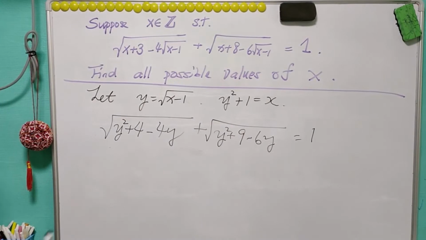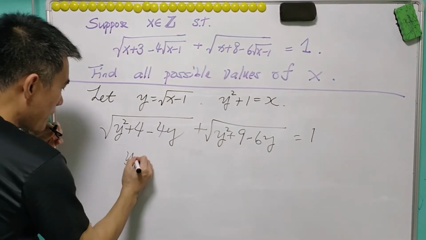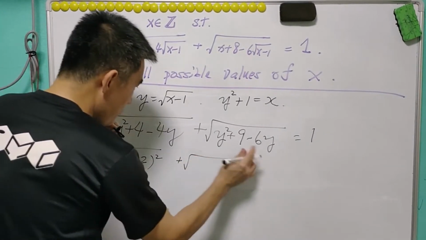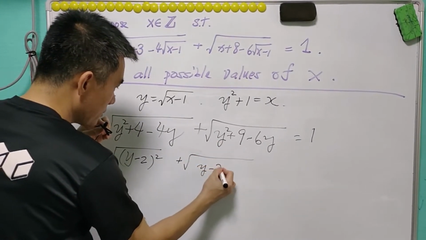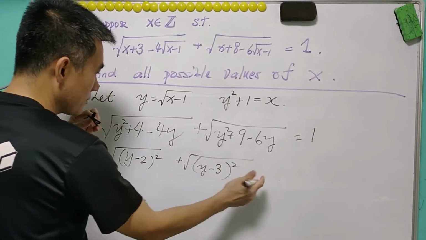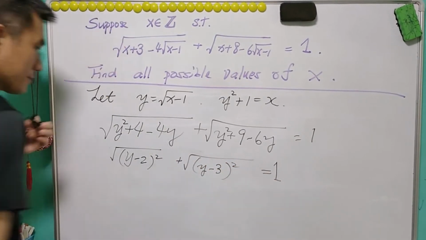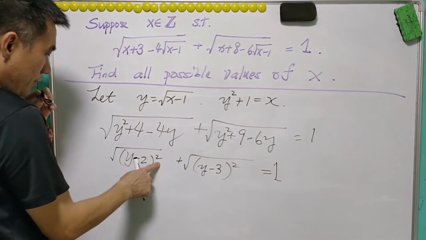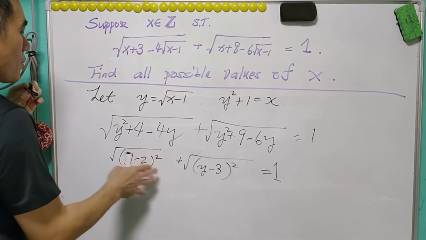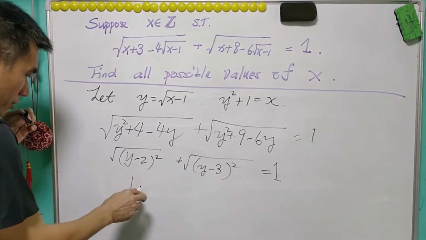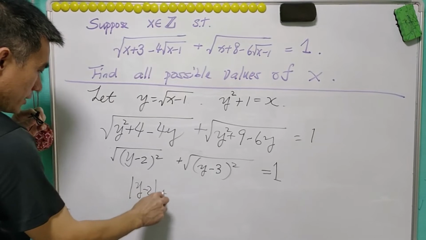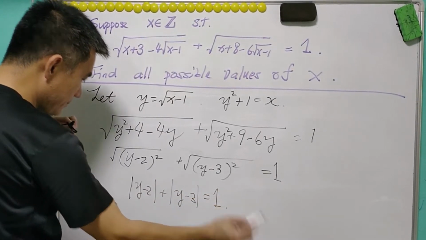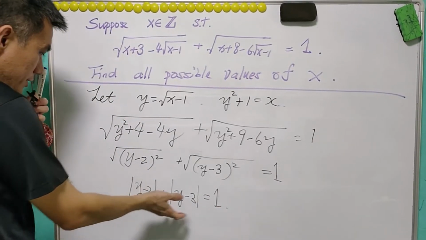Now it's clear that we can write this as square root of (y minus 2) squared. And for the second one, it should be square root of (y minus 3) squared, equals 1. Please note that the square root of a square number is always non-negative. So it should be modulus of y minus 2 plus modulus of y minus 3 equals 1. We are going to consider 3 different scenarios.